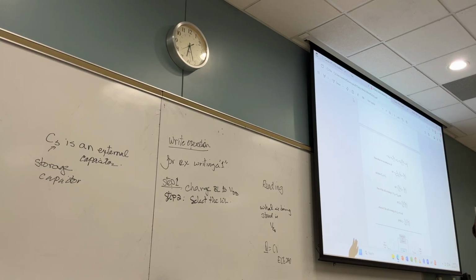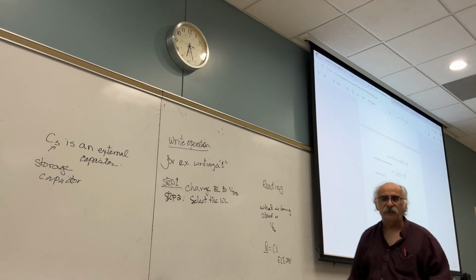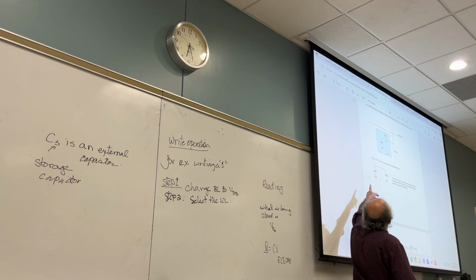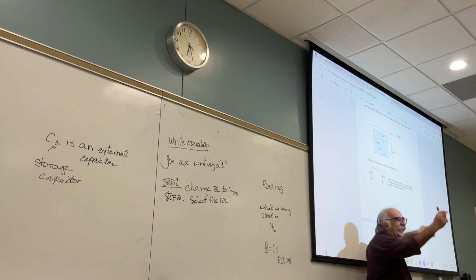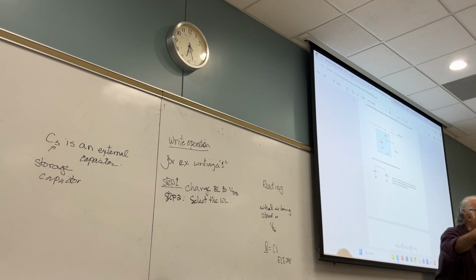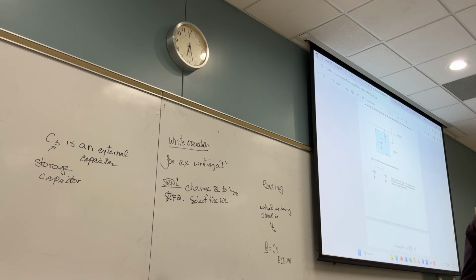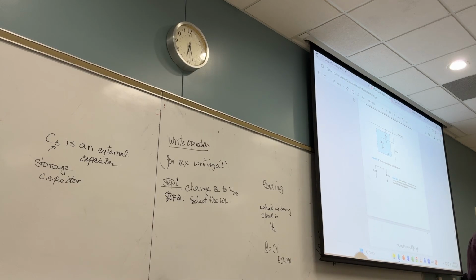Why? Can you tell me why? Initially, let's assume the stored value is a 1. At the end of the read cycle, what will it be? 1 minus what? Delta B. Did you get it? VDD minus delta B, which changed.